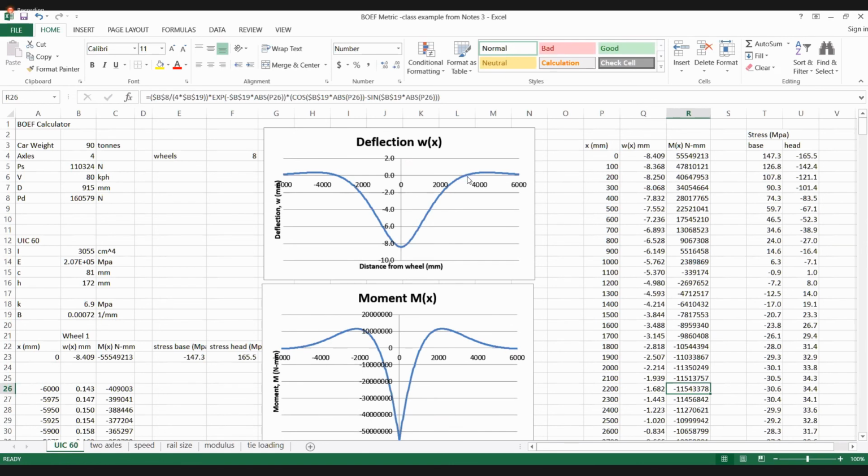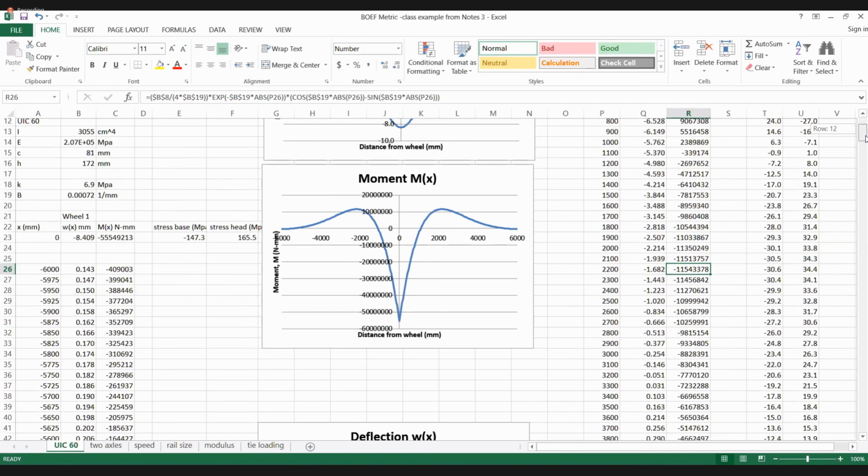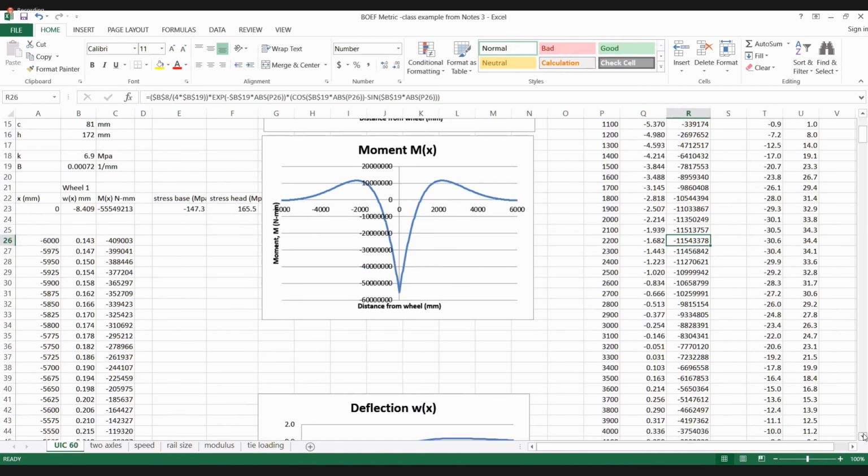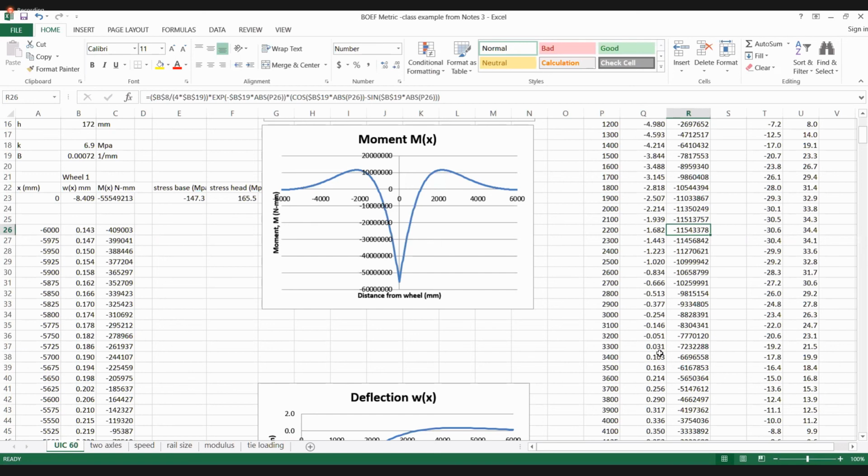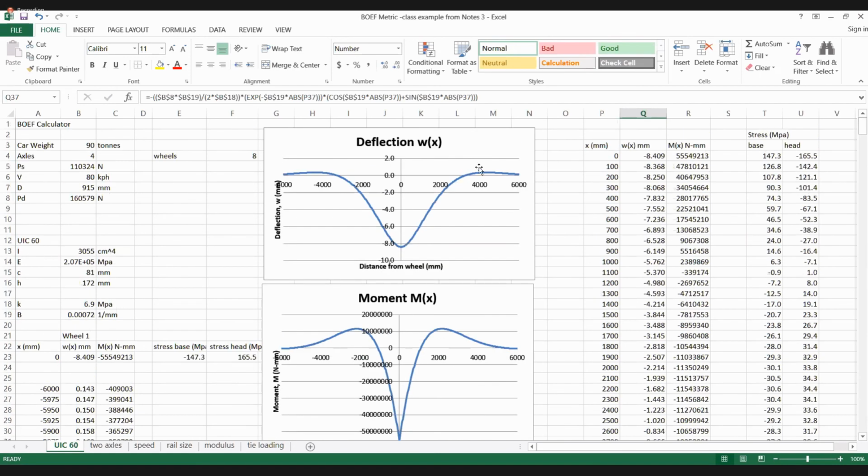So for example, if you wanted to see this point over here, you would come back here and you can see that it happens between 3,200 and 3,300 millimeters, right? It goes from minus 50 to minus 30. So it's probably happening somewhere around 3,260 or 3,270 millimeters, in the deflection, where it's going from here to here.